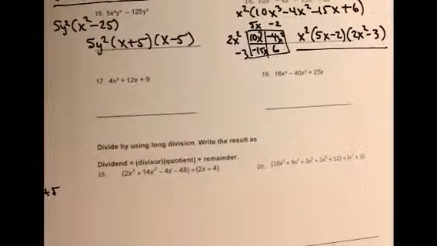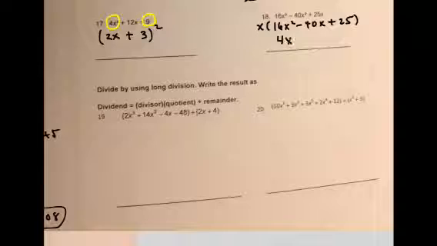Let's see, number 17. Check to see if it's a perfect square trinomial, because I noticed that this number right here and this number right here are both perfect squares. So the square root of 4x squared is 2x. The square root of 9 is 3. If I multiply 2x and 3, I get 6x. When I double, I get 12. So yes, it's a perfect square trinomial. So I'm going to just bring down the plus and square.